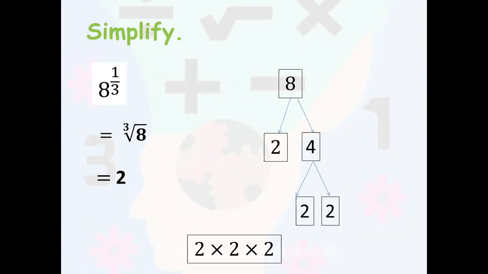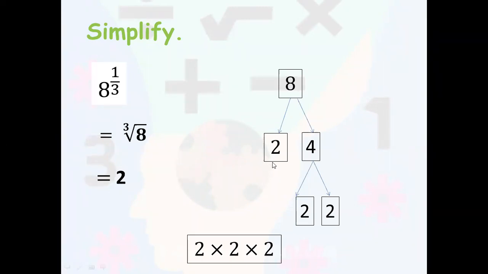So basically we all know that 2 multiplied 3 times gives us 8. But of course there is a proper way of doing it. So let's do the prime factorization for 8. You can divide 8 into 2 multiplied by 4.